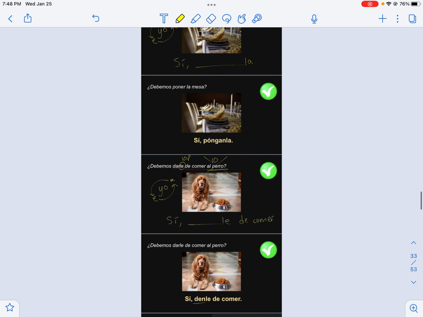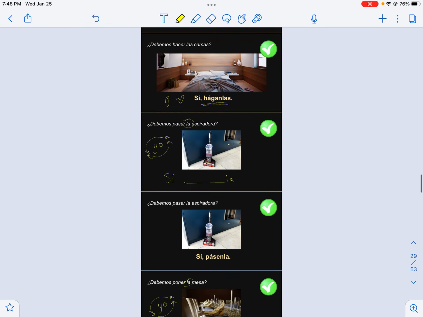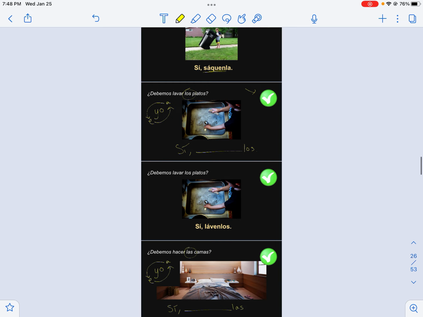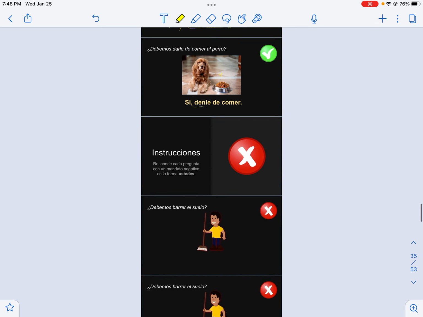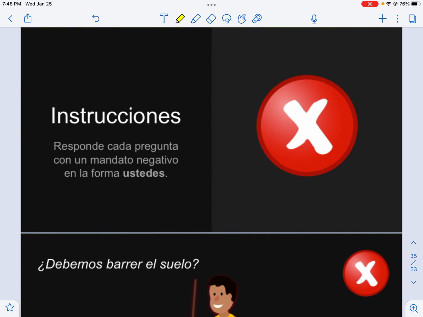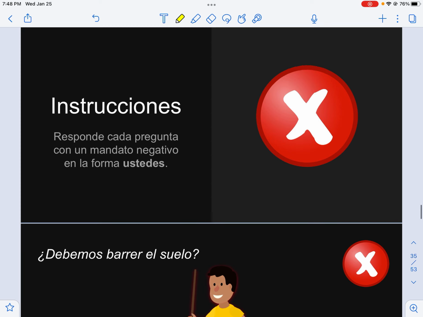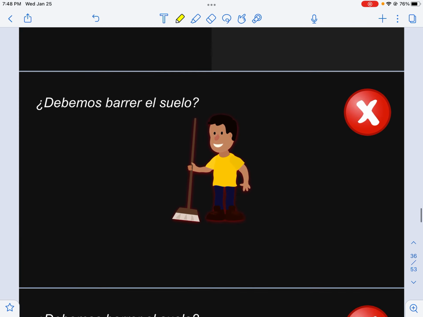Brilliant. Go ahead and read through this activity again, because we're going to use the same verbs, this time negative. So I'm not going to explain where the verb comes from. I'm just going to point out the pronoun, because it's the same verb that we already talked about. Okay. Debemos barrer el suelo. Esta vez, no negativo. Entonces, empezamos con no.